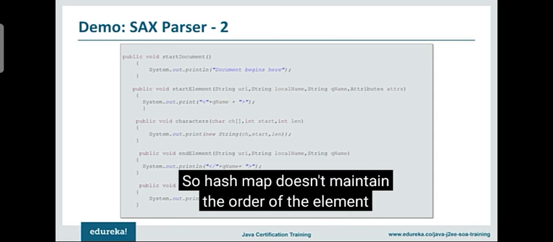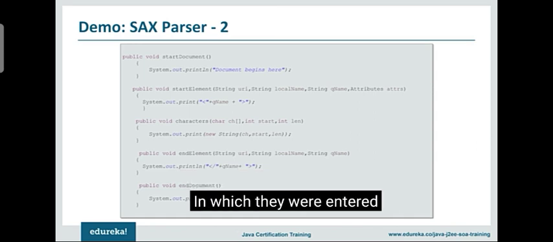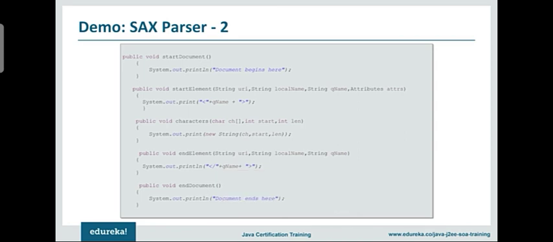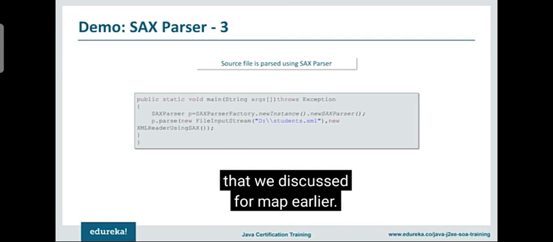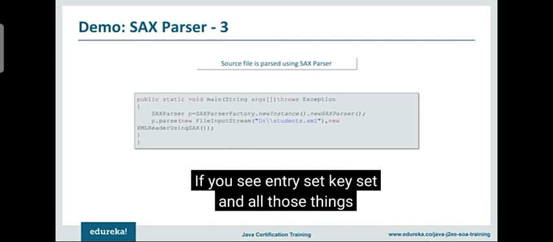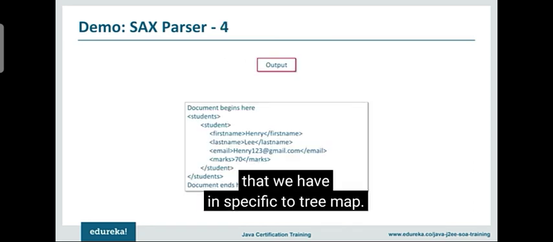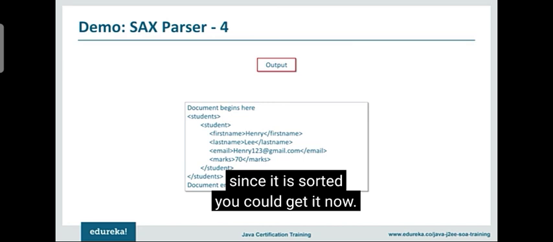Hash map doesn't maintain the order of the elements. Linked hash map maintains the order of the elements in which they were entered. And tree map sorts based on the key. These are pretty much the same things that we discussed for map earlier. Entry set, key set, and all those things we have already discussed, and it's the same. This is something specific to tree map: you could get the first key and the last key, since it is sorted.